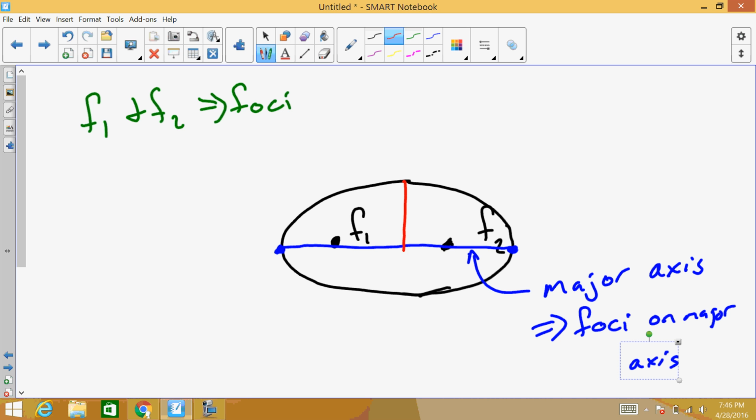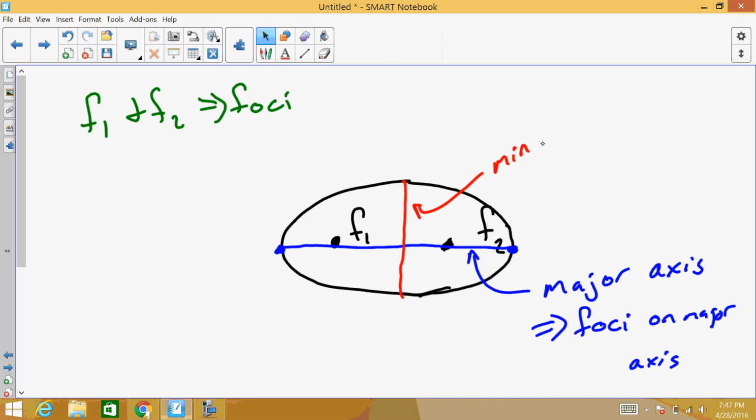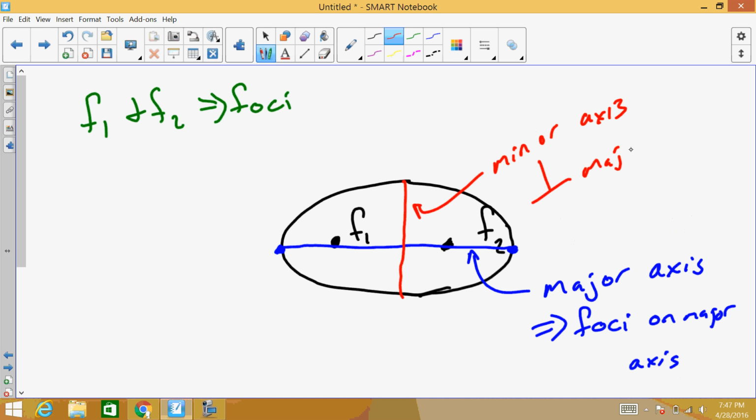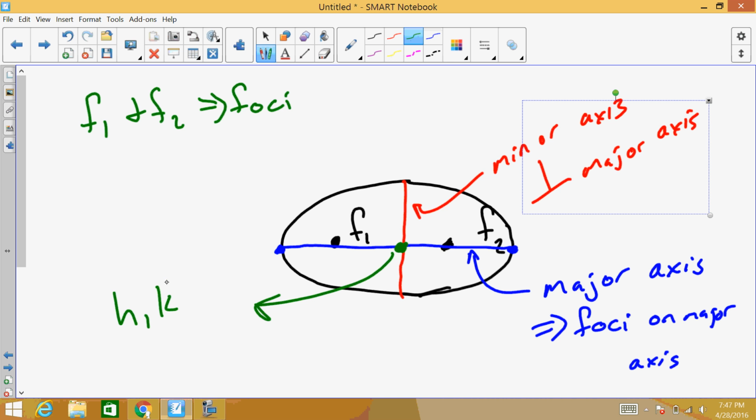Now if I've got a major axis, I probably have a minor axis. Stuff's jumping around on me. Minor axis. Now the minor axis is perpendicular to the major axis. It's, of course, shorter than the major axis. And it also goes through the center point. So the intersection of these two axes right here is our center point, and that's that h comma k that we talked about. Okay, so that's how all of that fits in. I've got a major axis, a minor axis, and two foci.